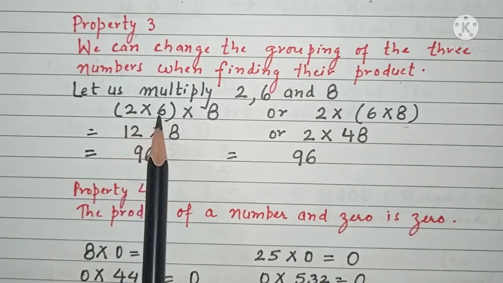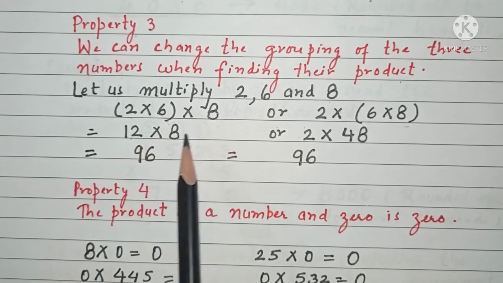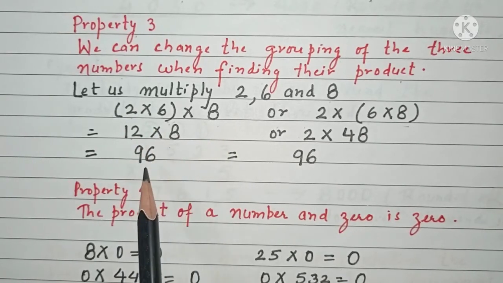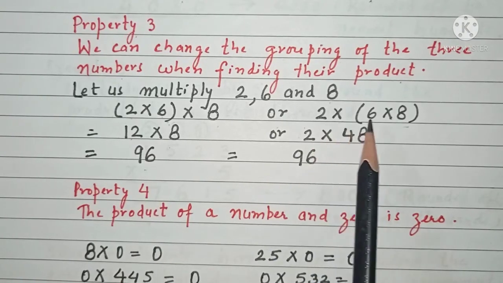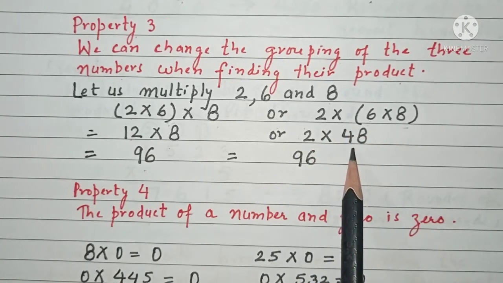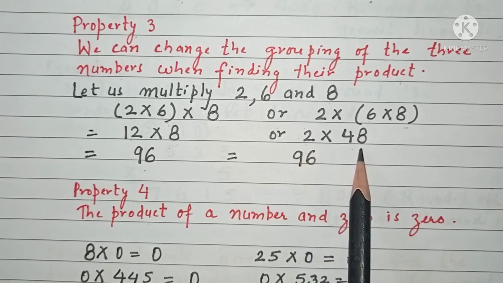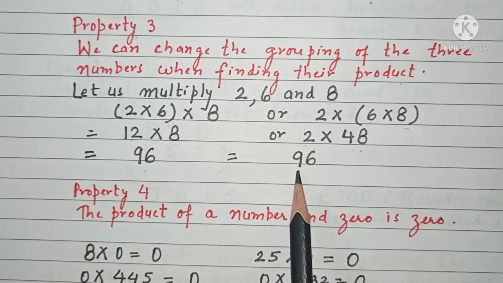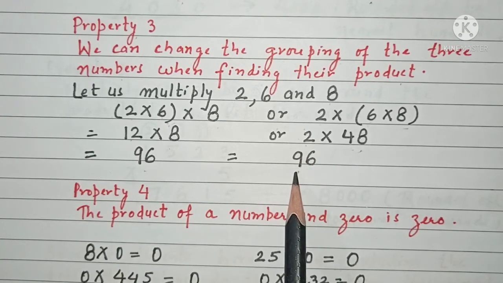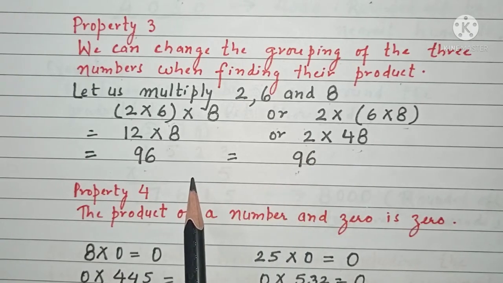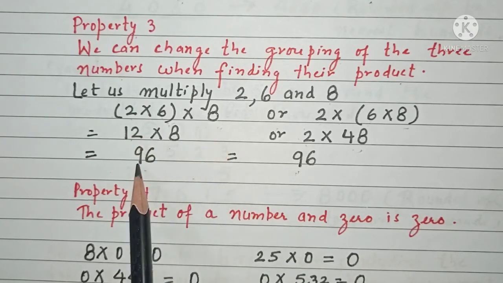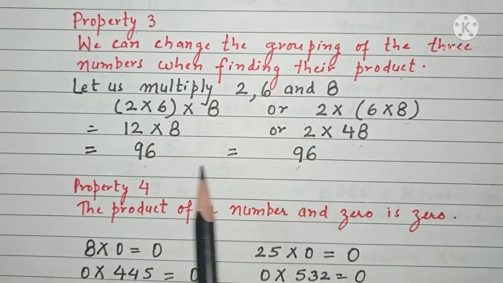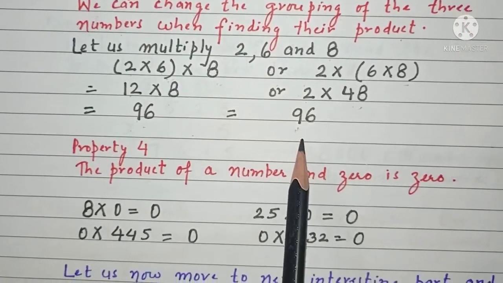Or we are keeping 2 separate and 6 and 8 are in one group. So, 2 into 6 is 12 multiplied by 8. 12 8s is 96. Or 2 multiplied by 6 8s, which is 48, 2 multiplied by 48 will give us 96. So, in both the cases, the product is the same. So, this property says if we change the grouping of the three numbers, there is no change in the product.